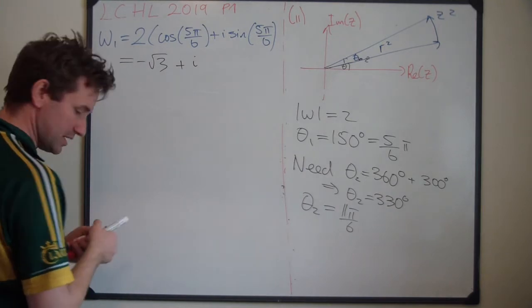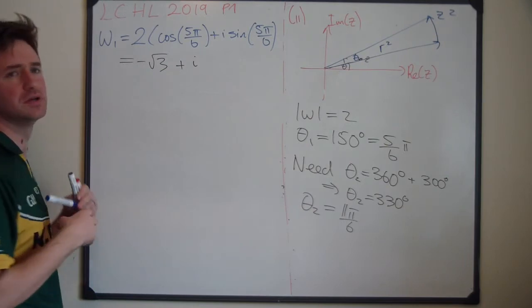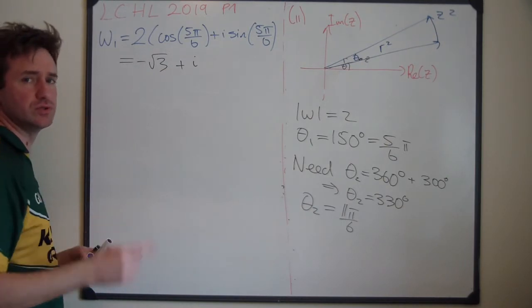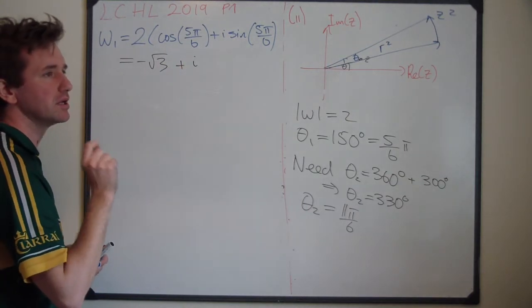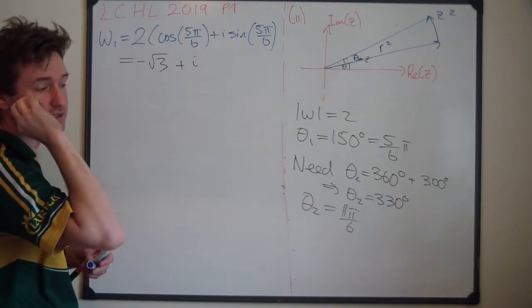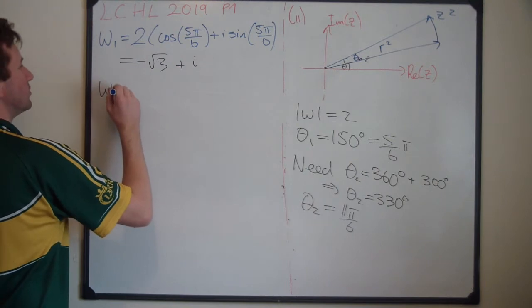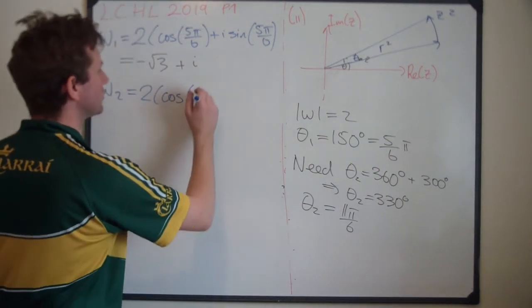this would be an example actually, because if you look at z squared minus v equal to 0, that is a quadratic. But with the conjugate root theorem, you won't get minus root 3 minus i, because it's not guaranteed, as v is not a real coefficient. So that's why that doesn't work. So W2 is 2 cos 11 pi over 6, plus i sine 11 pi over 6.